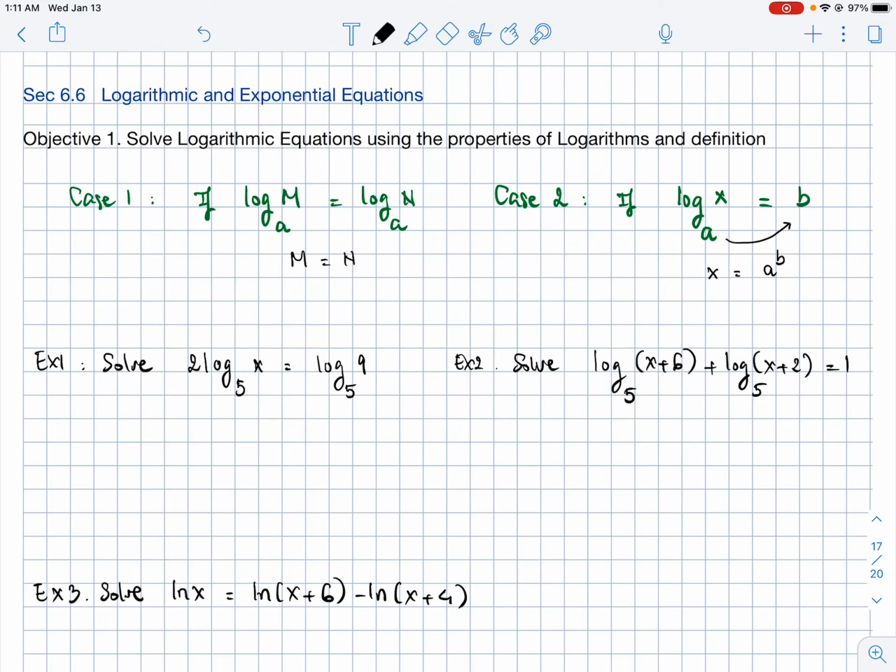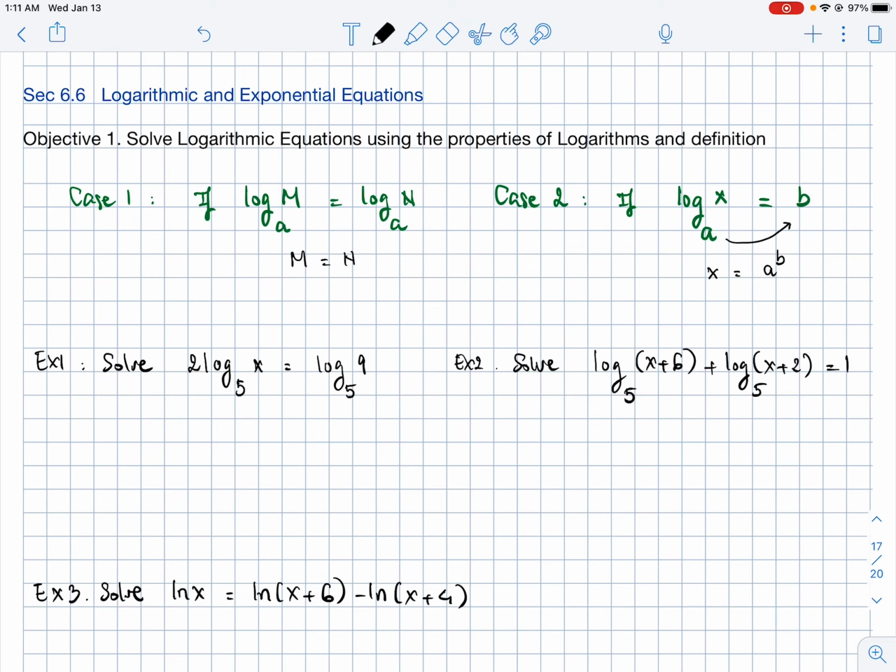Section 6.6 The log and exponential equations. Objective number 1. We want to solve the log equations using properties of logs and the definition. In case number 1, if you have log base a of m equal to log base a of n, you notice that they have the same base on both sides, so we can set m equal to n. In case number 2, we use the definition to solve for x.